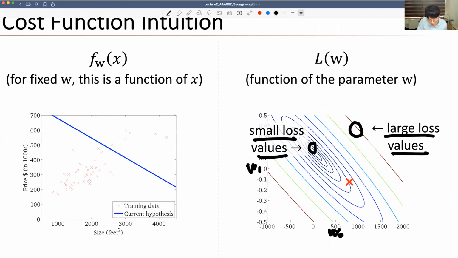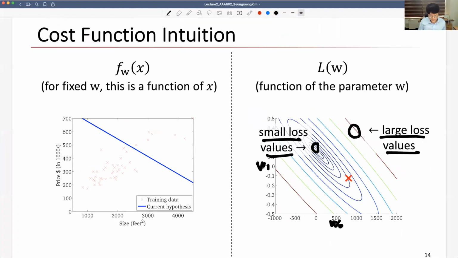So what do we want to do? What we want to do is to find out the optimal parameters w0 and w1 that generate the smallest loss values in this cost contour. Okay, so how can we do that?